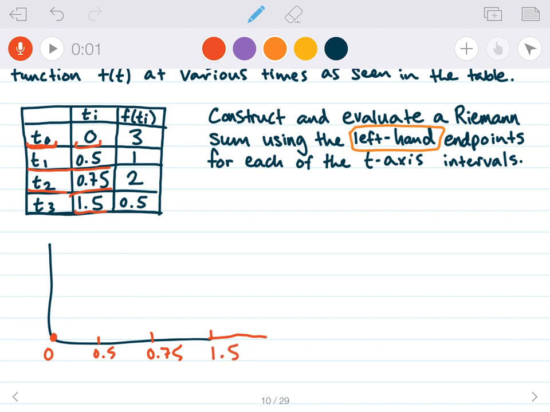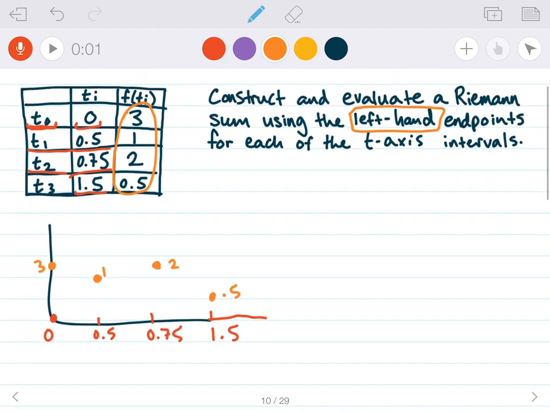All right, and the y values are all in this column. At 0, we have 3. At 0.5, we have 1. At 0.75, we have 2. And at 1.5, we have 0.5. All right, so it looks something like this. Let's go ahead and use the left endpoints here.